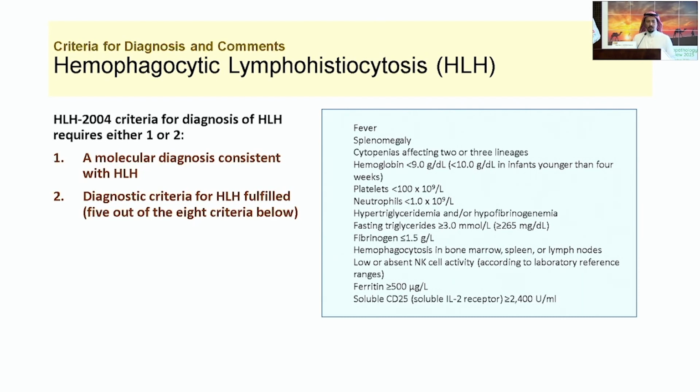of 8 criteria. You can see here the fever, splenomegaly, cytopenia, which includes hemoglobin below 9 and platelets below 100, and neutropenia, and hypertriglyceridemia, hypofibrinogenemia, and triglyceride, fibrinogen, and the HLH activity or hemophagocytic activity in the bone marrow, spleen, and lymph node, and low or absence of natural killer cell activity, high ferritin, and soluble CD25. So the bone marrow is one part of the diagnostic criteria, but not all of the diagnostic criteria.